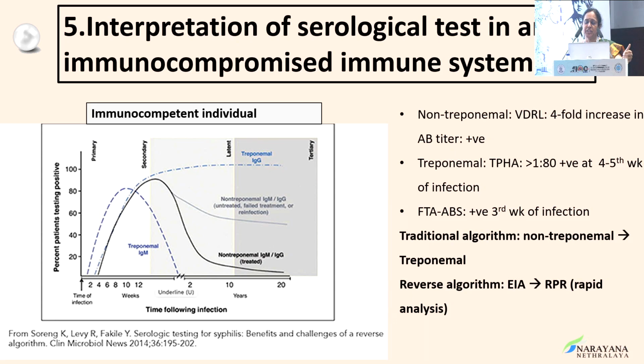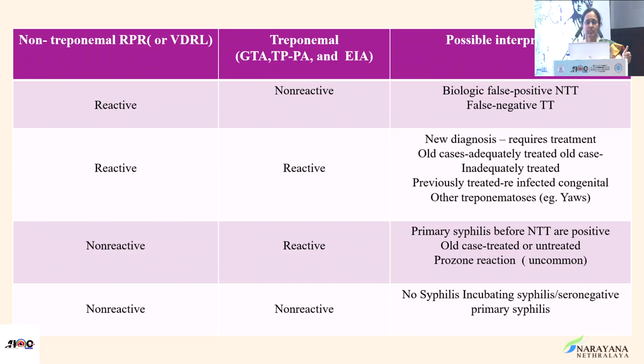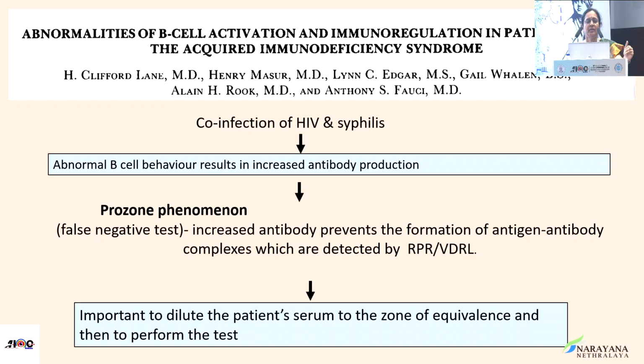We have different algorithms. We order both treponemal as well as non-treponemal tests. This is a table. If both are negative, then there is no infection. If both are positive, then the patient has the infection. If only the non-treponemal test is positive, it could be a false positive, whereas the treponemal test can be reactive in a treated syphilis patient. In patients with HIV and syphilis, abnormal B cell behavior results in increased antibody production, causing the prozone phenomenon, because of which we can get false negative results. It is important to dilute the patient's serum to zone equivalence and then perform the test.